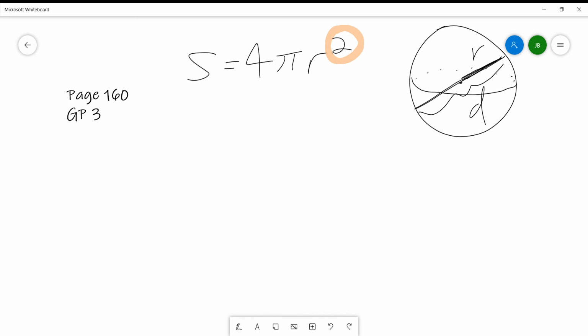You just plug in the numbers. 6 is the radius, 6 squared is 36. 36 times 3.14. Punch that in your calculator. Take that answer times 4 equals, you're done. You get 452.16.